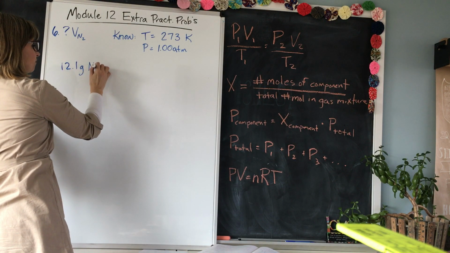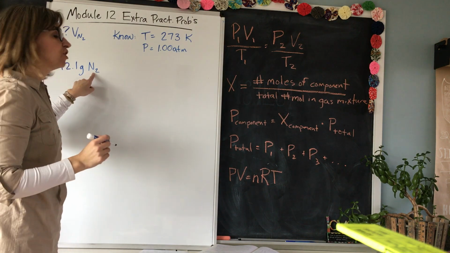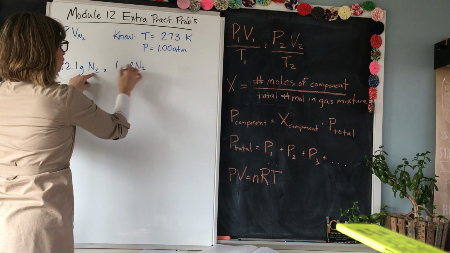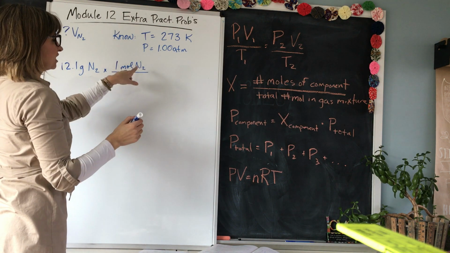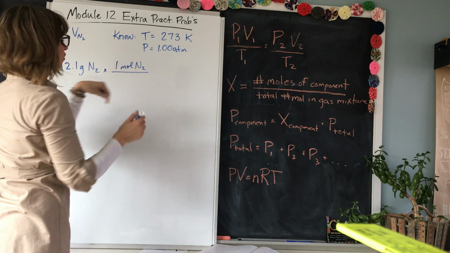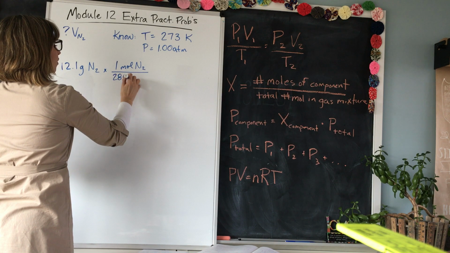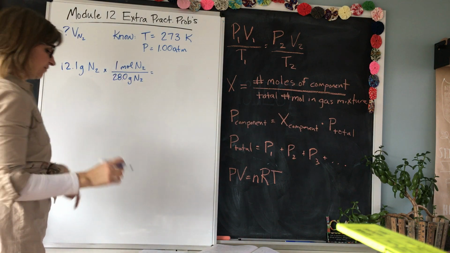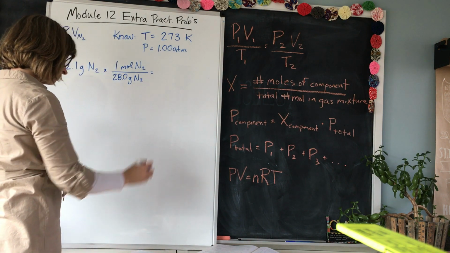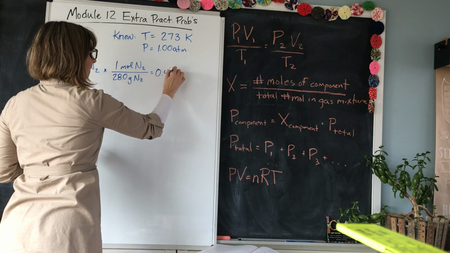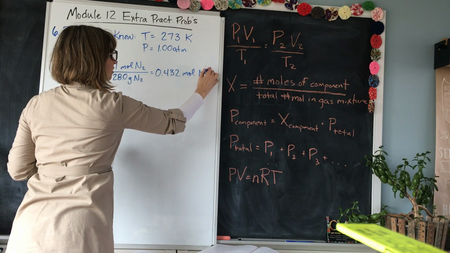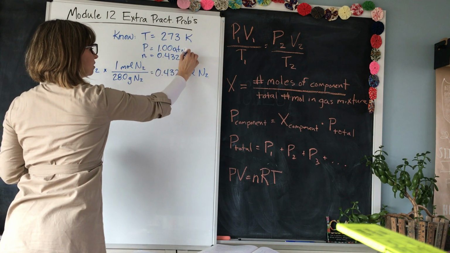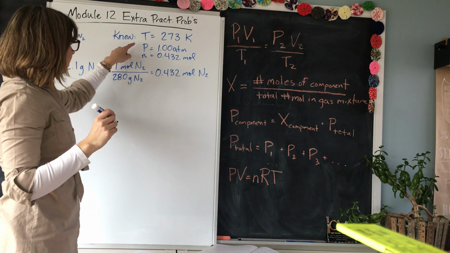12.1 grams of nitrogen gas. See, this is where it becomes important to write down N2. We're going to multiply it by 1 mole of N2, which the mass would be 14.0 for one nitrogen and 14.0 for another nitrogen. So we've got 28.0 grams in 1 mole of N2. If you do that division there, you end up with 0.432 moles of N2. So now we know little n, which is 0.432 moles.